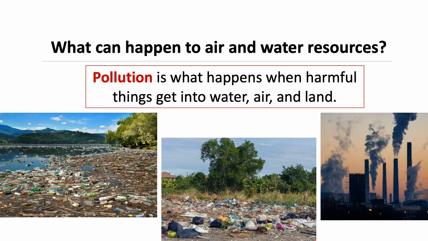What can happen to air and water resources? Air and water can be polluted. Water can be used up. Then these resources cannot be used. Pollution is what happens when harmful things get into water, air, and land. You can have land pollution, air pollution, and water pollution.